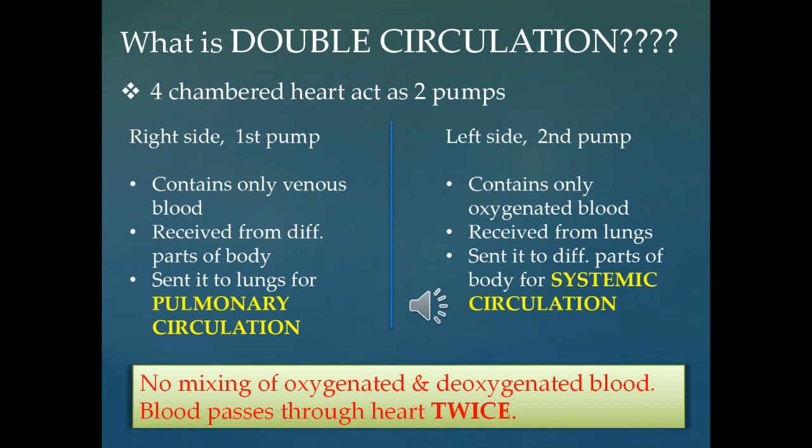That is, the right side of the heart carries only deoxygenated blood and the left side of the heart carries only oxygenated blood. Thus, there is no mixing of venous and oxygenated blood in the heart, and the blood passes through the heart twice, once along the pulmonary circulation and the second time in the systemic circulation. This is known as the double circulation of blood, and it is a characteristic of mammals and birds.